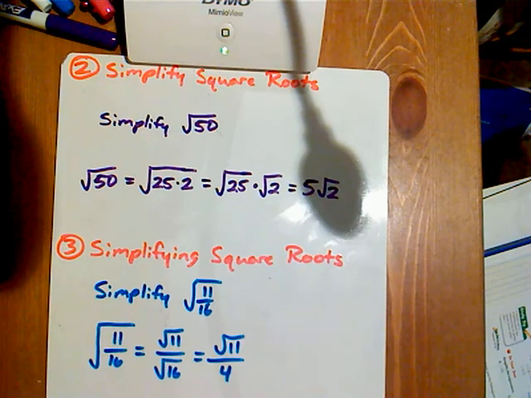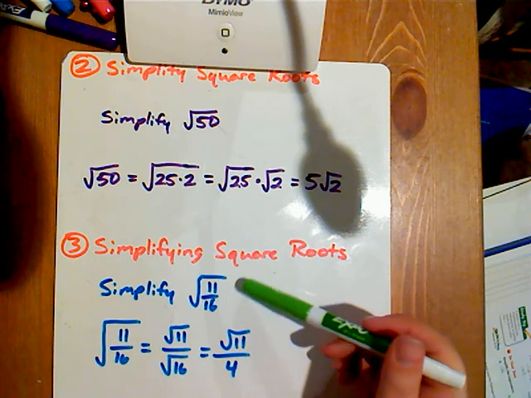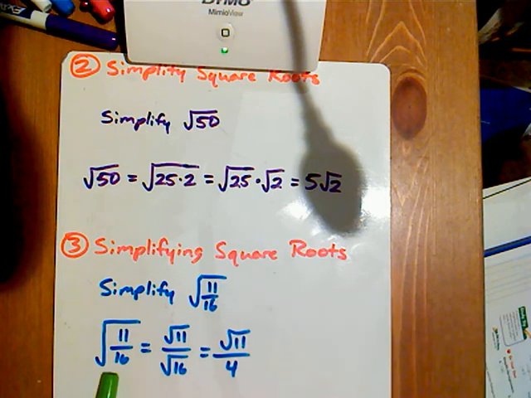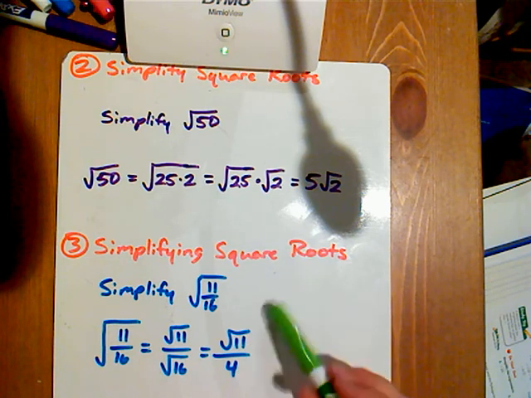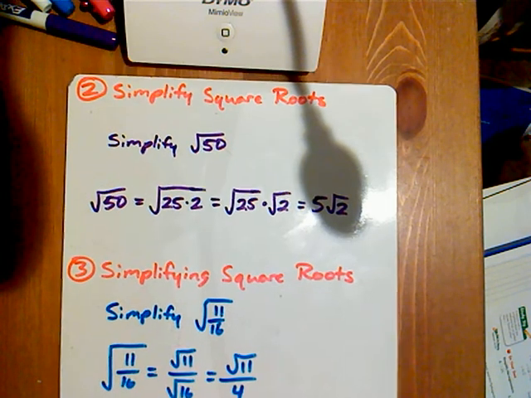And then simplifying square roots using the quotient property of square roots. This one wants us to simplify the square root of 11 divided by 16. We separate those into the square root of 11 divided by the square root of 16. The square root of 16 is a perfect square, so we end up with the square root of 11 divided by 4. And that is simplifying square roots using multiplication and division.